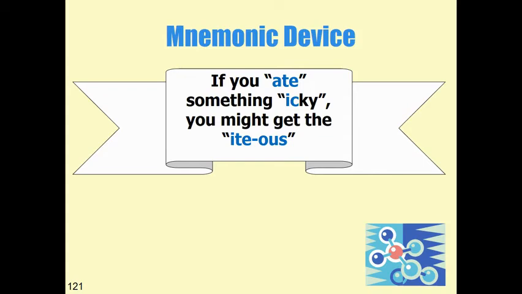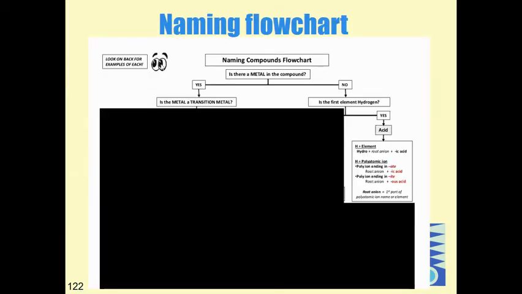Okay, so what does this look like on your naming flow chart? On your naming flow chart, this is the only part of the flow chart we have not done yet. The first question to ask yourself is, is there a metal in the compound? No. Is the first element hydrogen? If the first element is hydrogen, say yes, and that means you're looking at an acid.